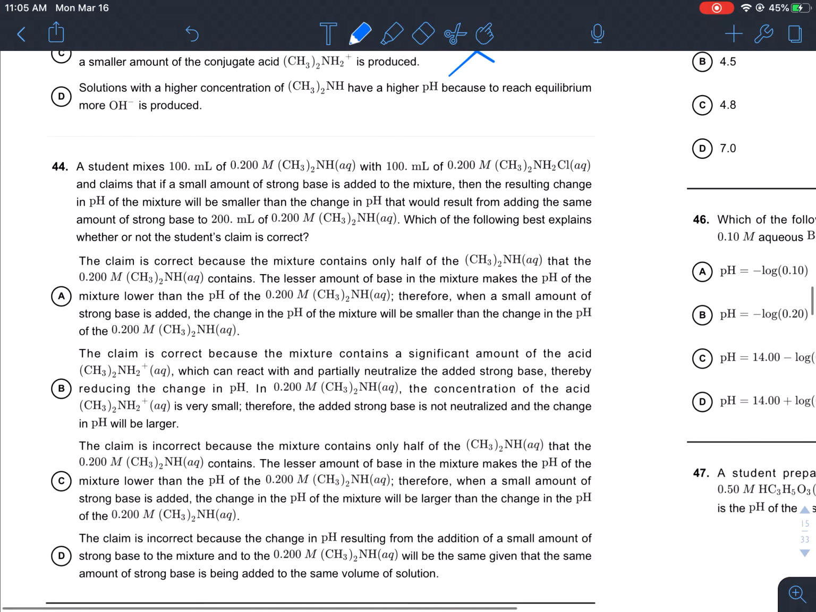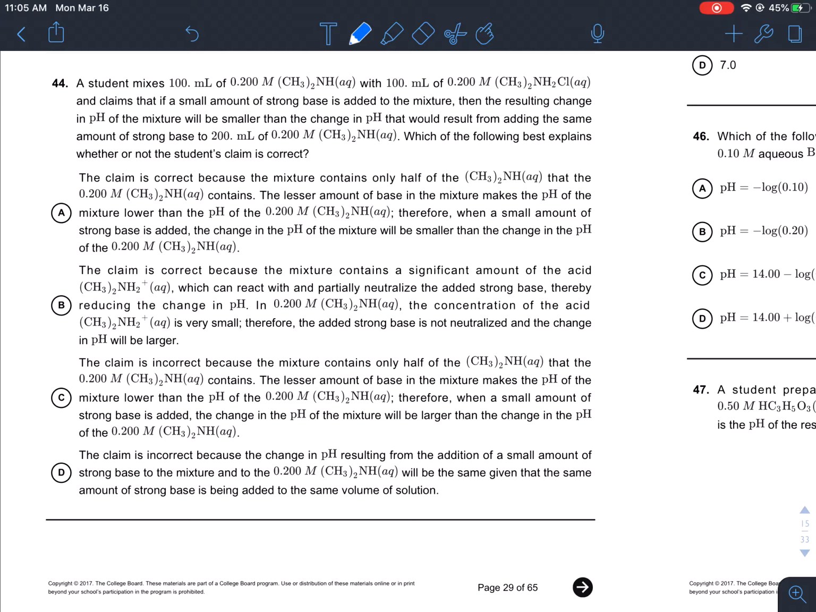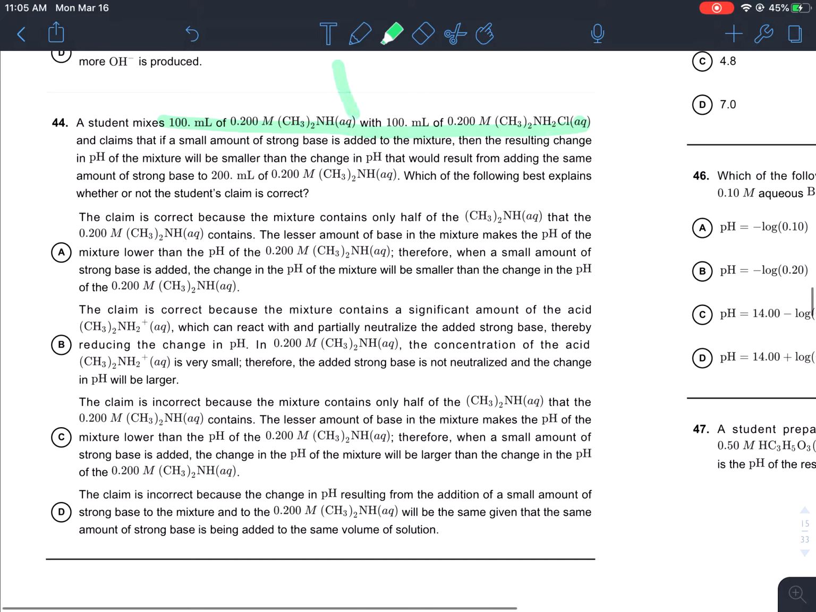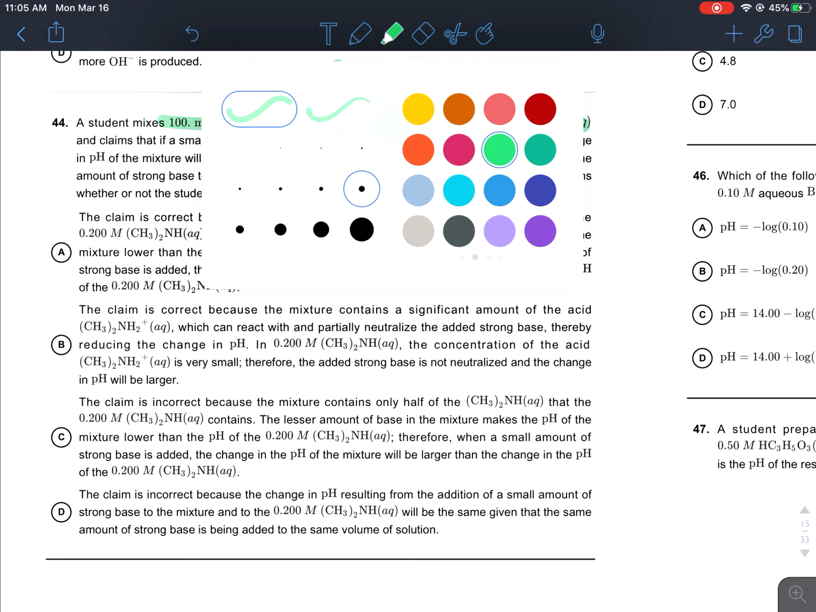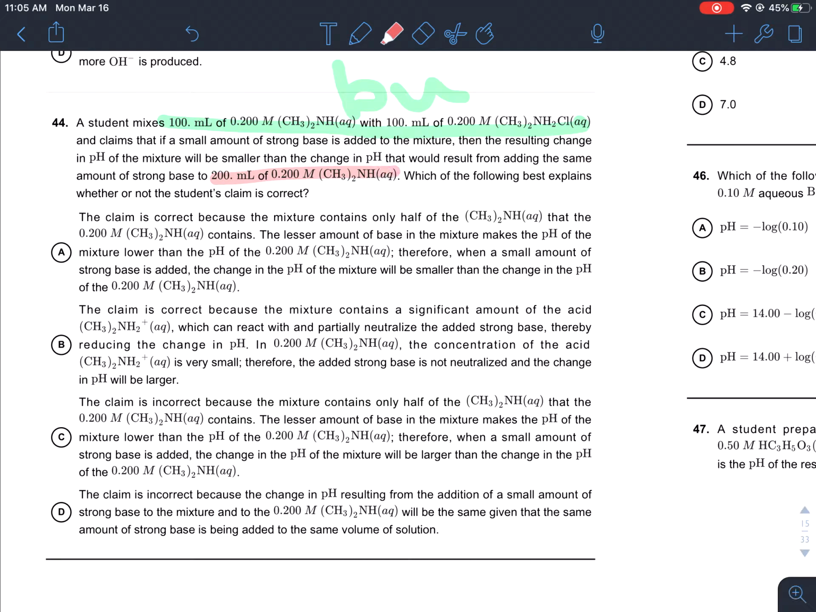Okay, number 44. Wow, this is a lot of reading. A student mixes 100 milliliters of 0.2 molar weak base and 0.2 molar of its conjugate acid, and claims that if a small amount of strong base is added to the mixture, then the resulting change in the pH of the mixture will be smaller than the change in pH that would result from adding the same amount of strong base to... Okay, so up here we have a buffer, right? I should use a highlighter. Up here we have a buffer. This is your buffer. Down here, this is your weak acid. Which of the following best explains whether or not the student's claim is correct?